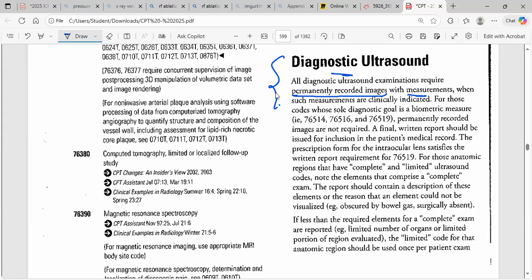If it is saved, then only we are going to bill. If it is not saved, then we are not going to bill it, even though it is performed.